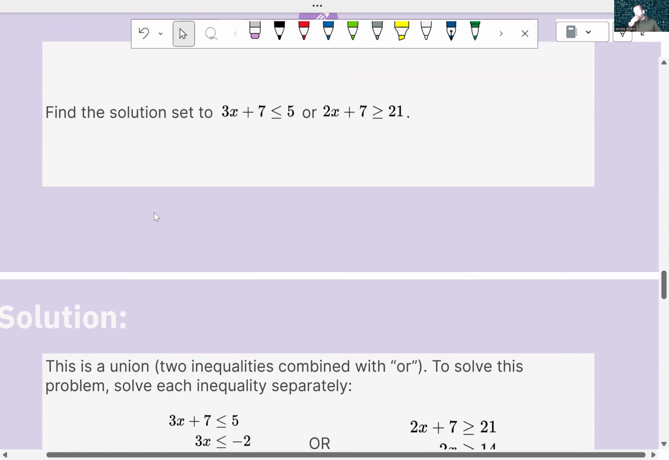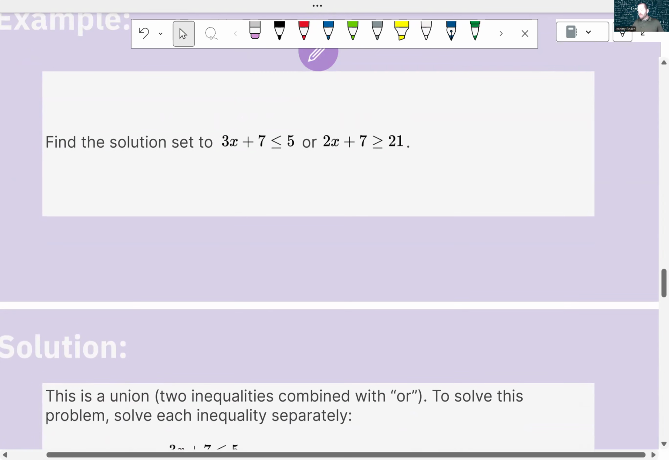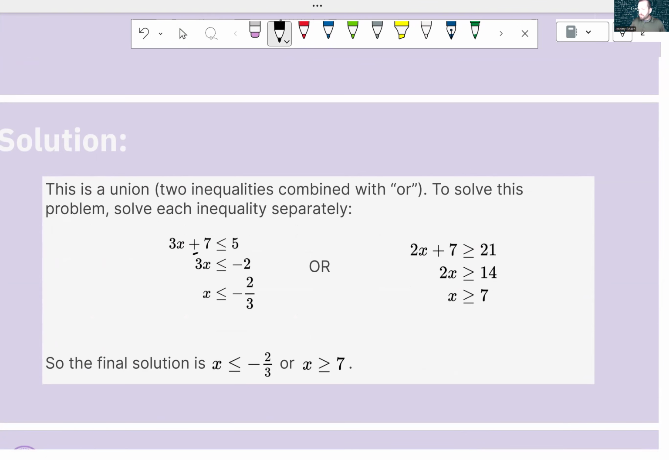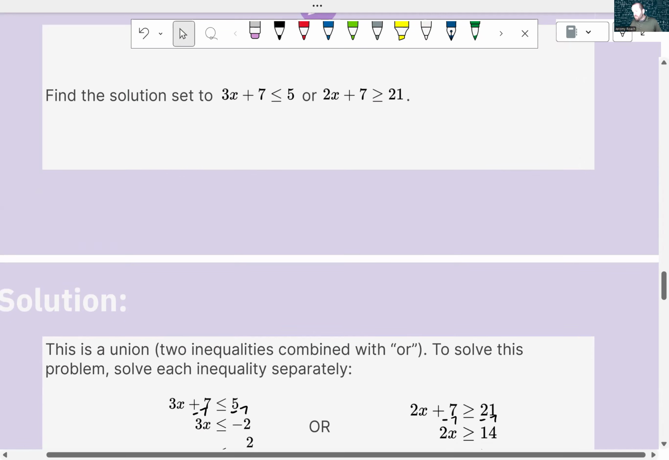So let's look at this next one. It says, find the solution set for these two inequalities. And it gives us an or statement right off the bat. So we have to solve these individually. So we just solve these with algebra. -7 on both sides for the first one. 3x is less than or equal to -2. Divide by 3 on both sides. We get x is less than or equal to -2/3. For the other one, we -7 on both sides. And these are just the two that they gave us.